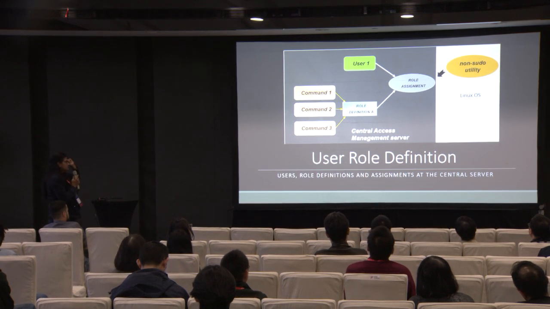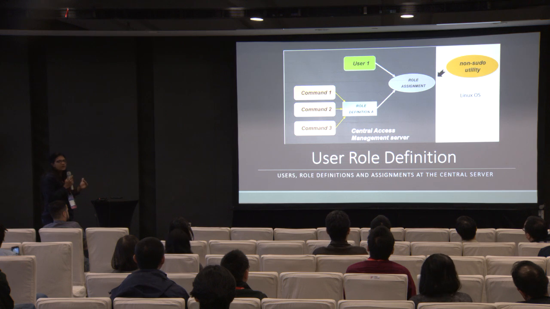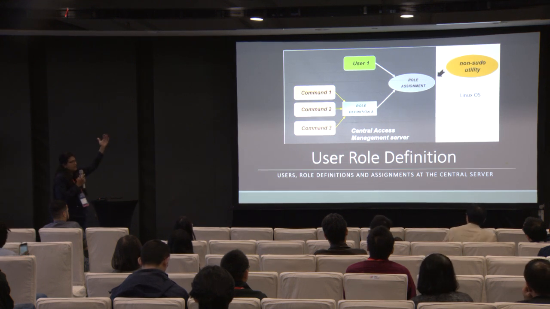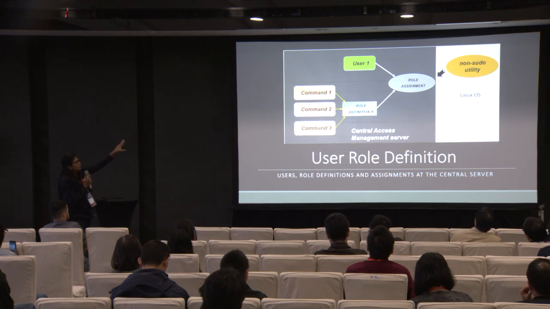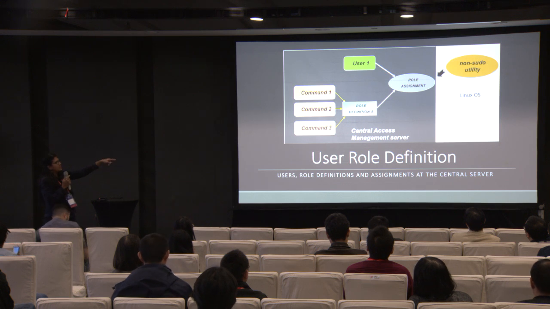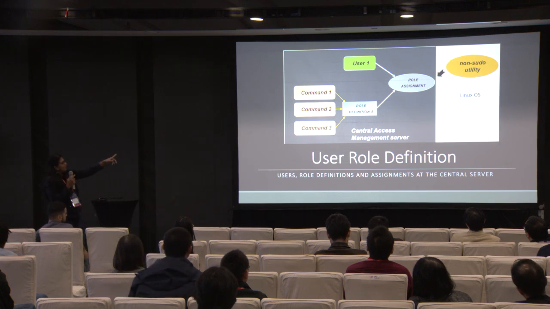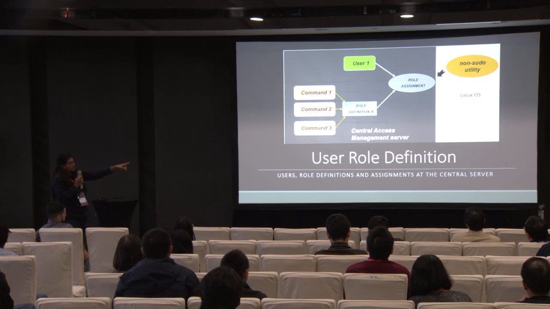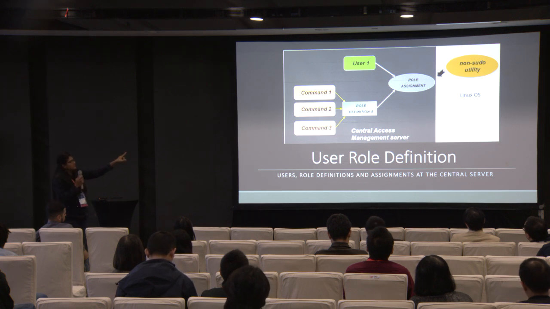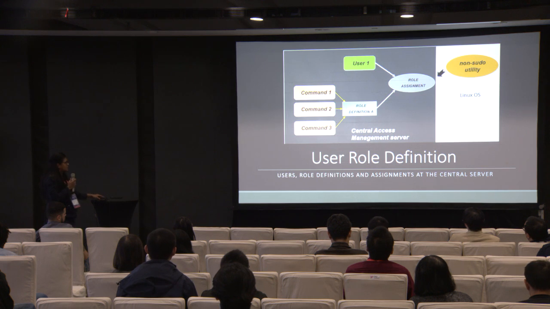So in this case, you have to create a role definition, which means you define the different commands or activities associated with that particular role. If you see, role definition A means, say, commands 1, 2, and 3, and then you assign the user to role definition A. So when that particular user runs a particular command, let's say command 1, the non-sudo utility contacts the central access management server to figure out that, hey, this particular user, user 1, is assigned role definition A. Does command 1 come under that? So effectively, that's how it works.